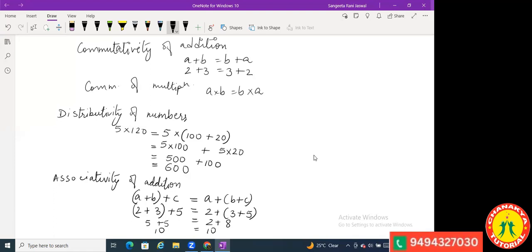Distributive is you are breaking it into two parts and then multiplying. Associativity is you are taking some parts in the bracket and then adding the third one. Okay.